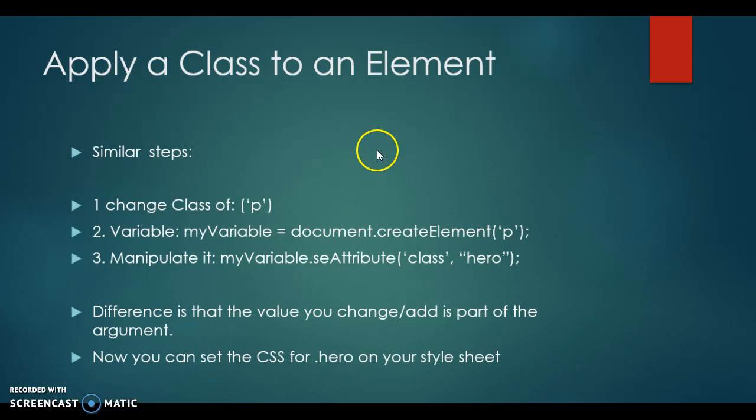Okay, so another way to manipulate the DOM is to apply a class to an element. The steps are very similar. Just like step one, we're going to find the element that we want to change. In this case, we'll use P as an example. We want to change the class of a specific P.